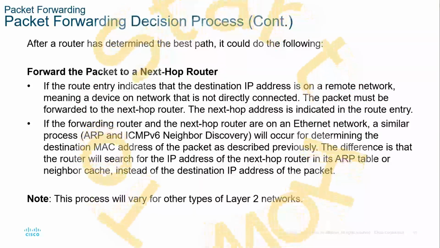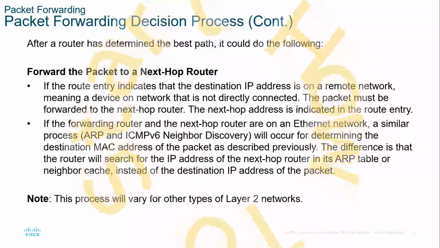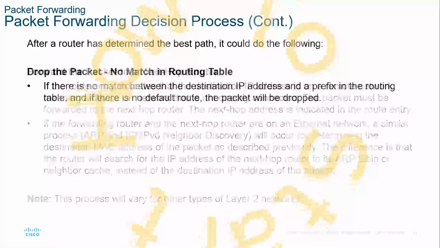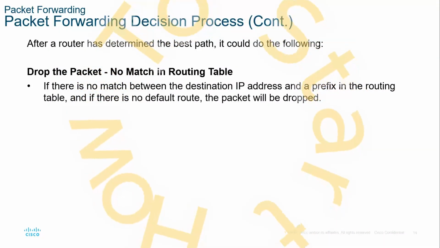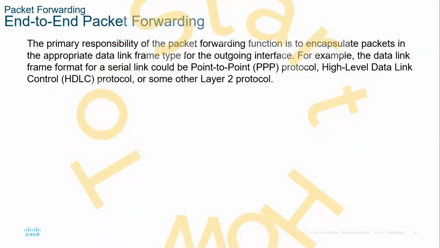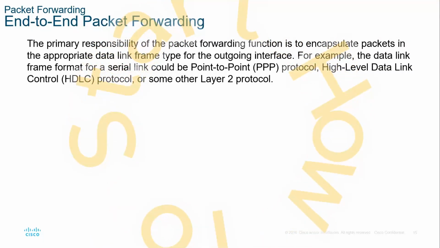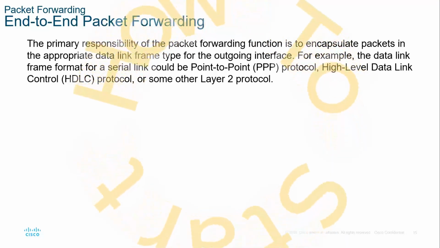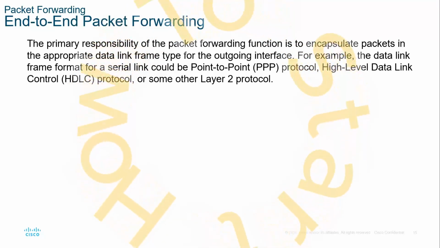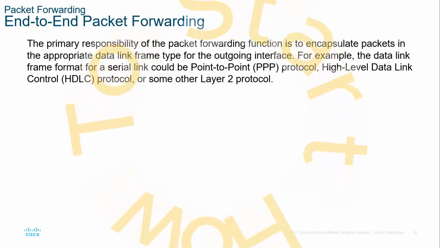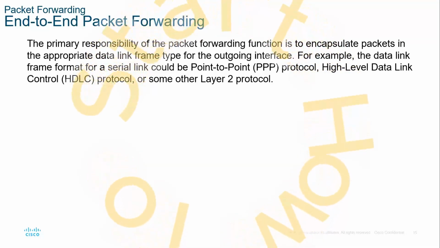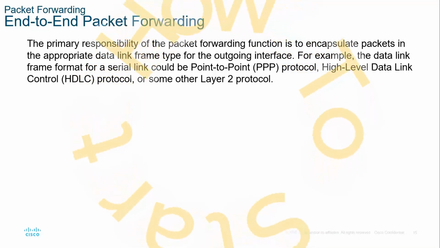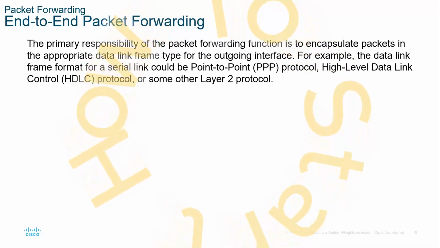This process will vary for the other types of layer 2 networks, because we talked about Ethernet frames, and that is just one of the layer 2 networks. And again, if there is no match in the routing table, the packet will be dropped. The primary responsibility of the packet forwarding function is to encapsulate the packets in the appropriate data link frame type. Again, we talked about Ethernet, but that's not the only one. The data link frame format could be a serial point-to-point, a high-level data link layer like HDLC, could be frame relay, could be others. Realistically, most of what we learn about will be Ethernet frames, but they are not the only ones.